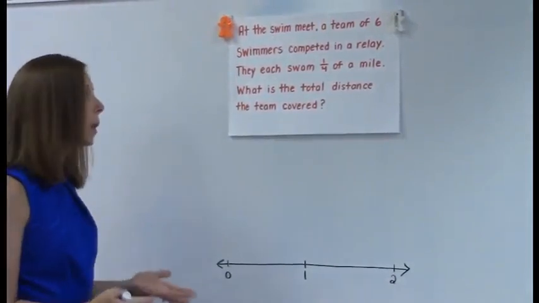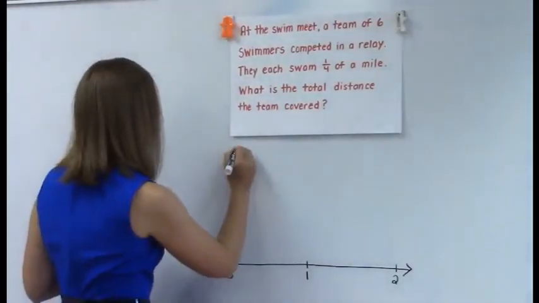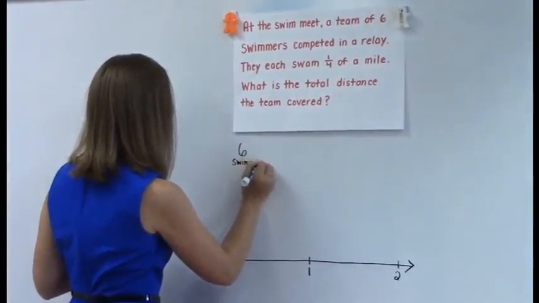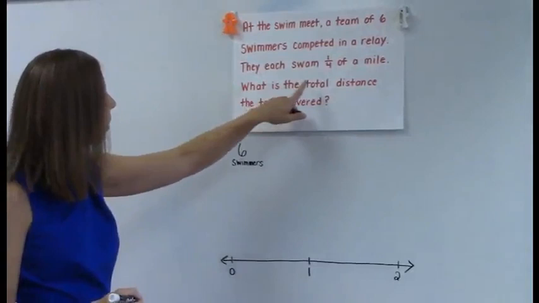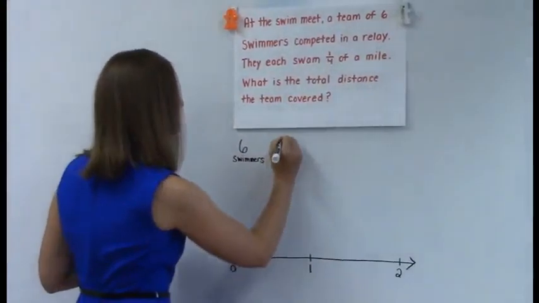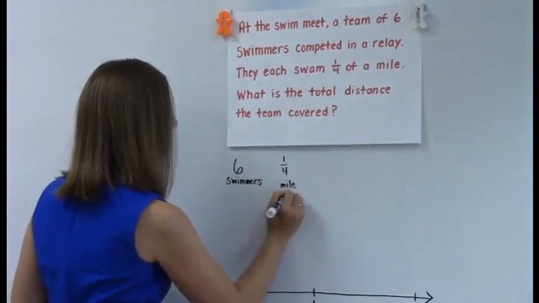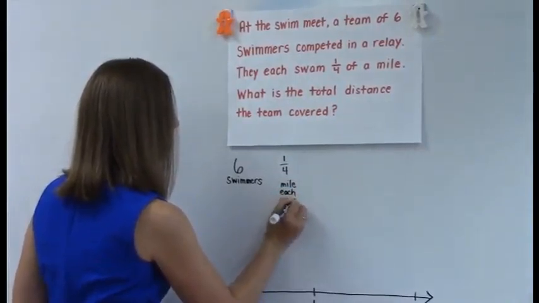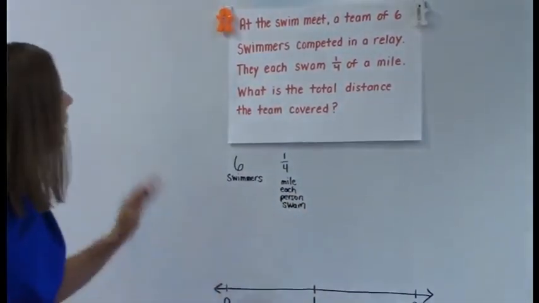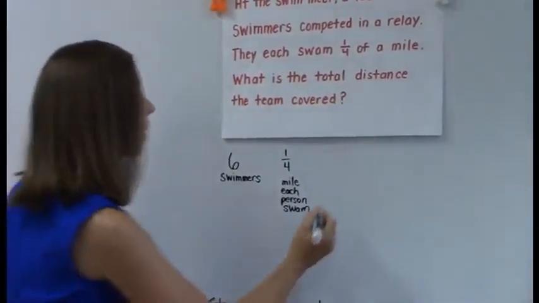So let's look for what's important in the problem. I can see that on the team there are 6 swimmers. So I'm going to record the important information. I also see in the problem that each one of those swimmers swam for 1/4 of a mile. And it looks like the question is asking us to find the total distance that the team covered.